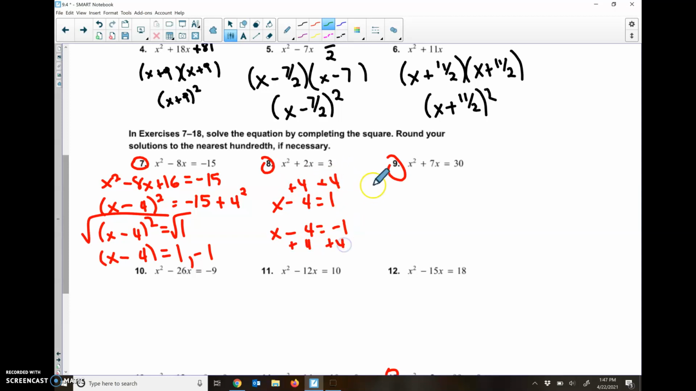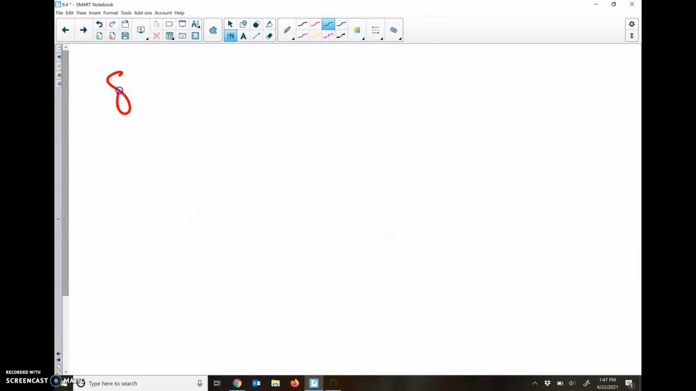So 4 plus 1 is 5, so that's one answer. And negative 1 plus 4 is 3. All right, I felt like that was kind of messy with all that writing there. So let me do number 8 on this page.